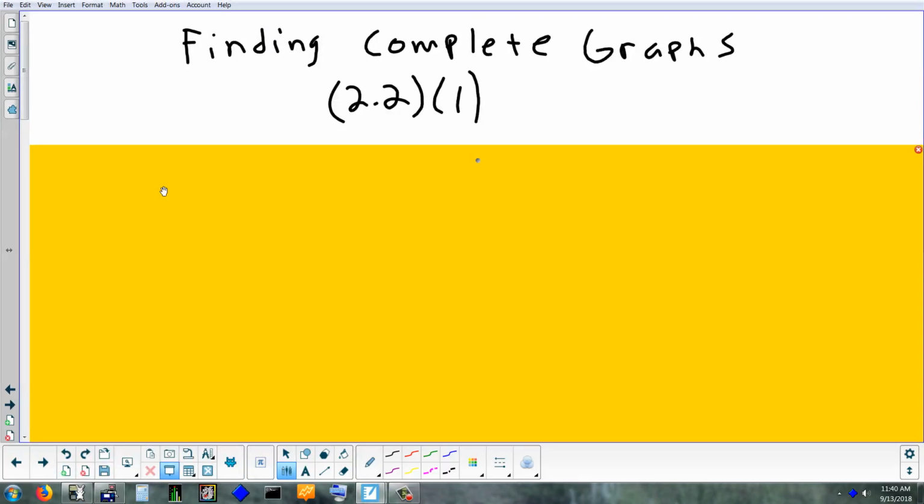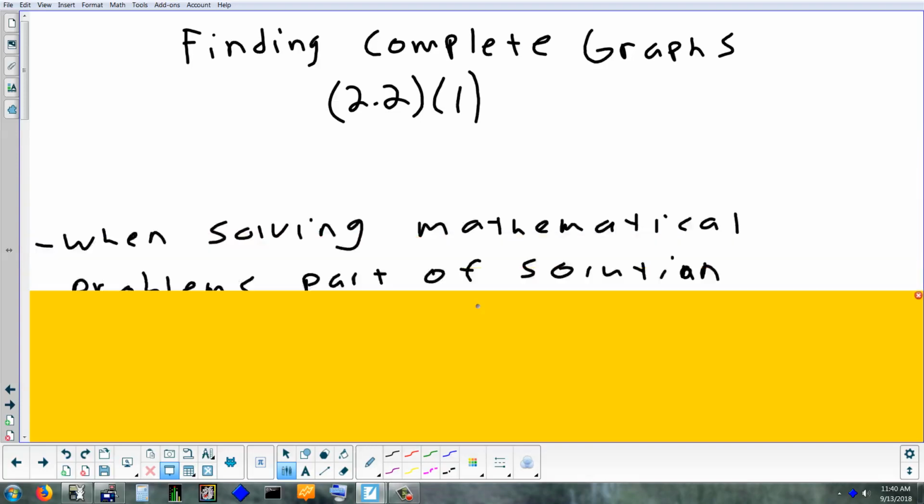So finding a complete graph. So finding a complete graph, what does that mean on the calculator again? If they ask you to find a complete graph, how do you know what you're looking at as a complete graph? You can see all the important stuff. So for a cubic, you can see the twists and turns. For a line, there's no twists and turns, but if you can see the x and the y-intercept, that's good. So basically, can you see the important stuff?